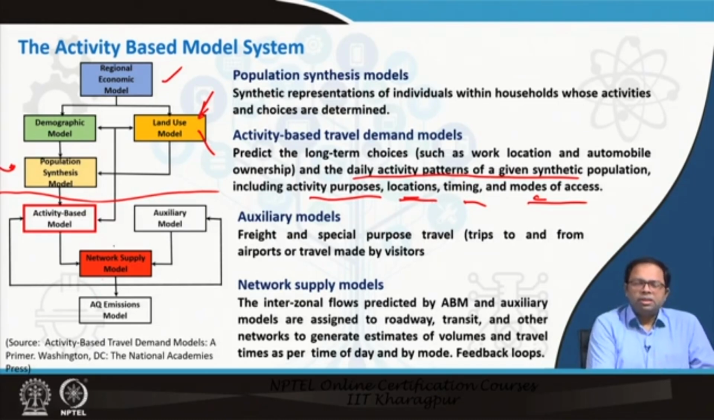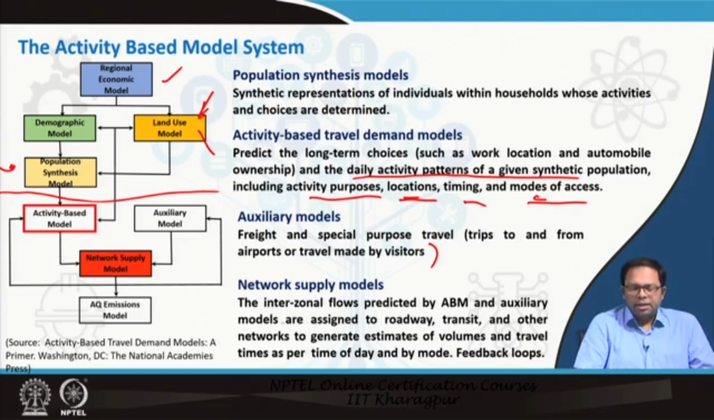So, this part remains the same, and there are certain other auxiliary models like freight and special purpose travel, like trips to and from airports, travel made by visitors. These are all included in the auxiliary model. So, these also give their inputs to the network model. So, overall the network loads give a feedback. This can give a feedback to the activity models, this can give a feedback to the auxiliary model, and finally, based on this network model, we can also have emission models, along with outdoor emissions models as well.